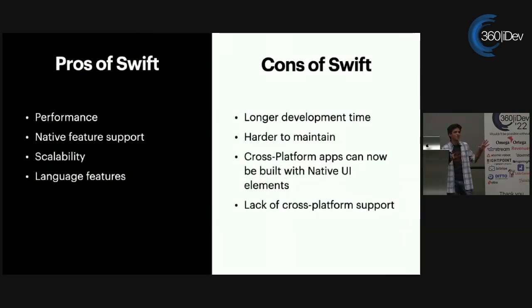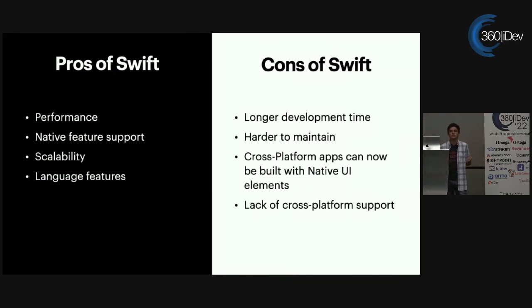Then you kind of have to pay attention here because you have this battle here, and the decision is not yet made as to who is going to win. There are pros to Swift. There are cons to Swift. Swift has a lot to offer, but it also does have drawbacks. We have the advantage that comes with performance, native feature support, scalability. We get features that are added to the language immediately instead of having to wait and get them added to our separate cross-platform services. On the other hand, there are some cons too.